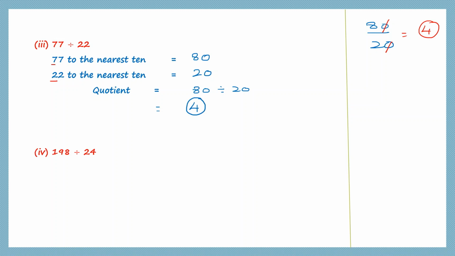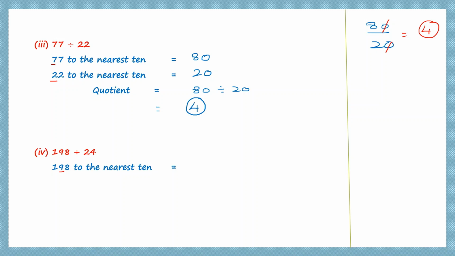Question 4. 198 divided by 24. 198 to the nearest 10. In the tens place we have 9. And to the right we have a digit which is more than 5. So 9 will change to the next number which is 10.